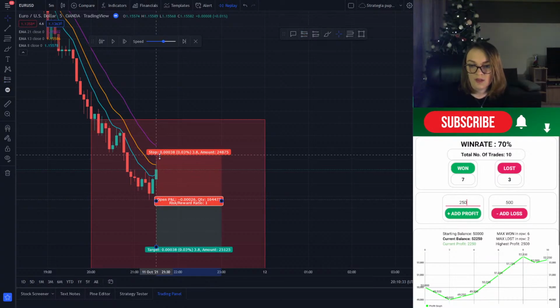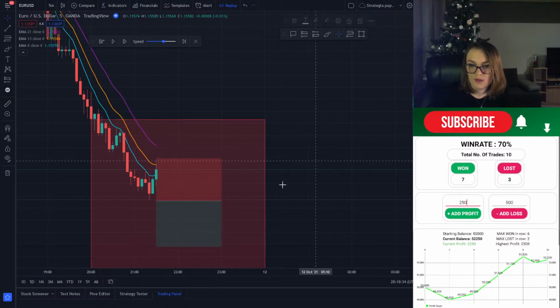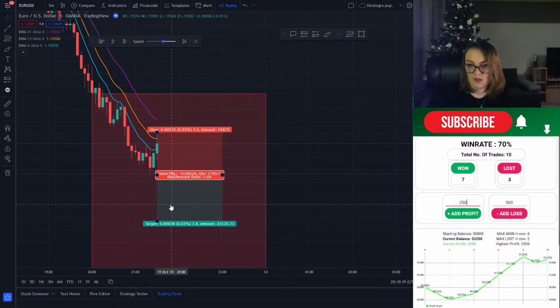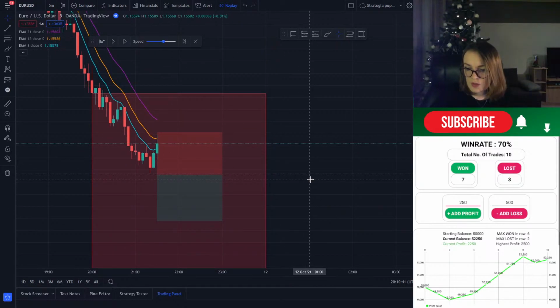Okay, I will set another sell stop right here with stop loss above the candle that made the retouch, and the first target is 1-to-1.